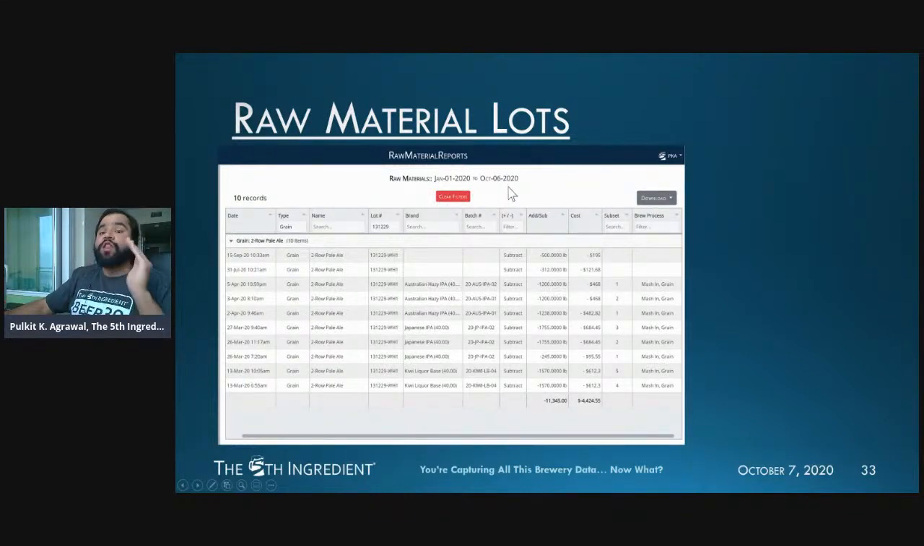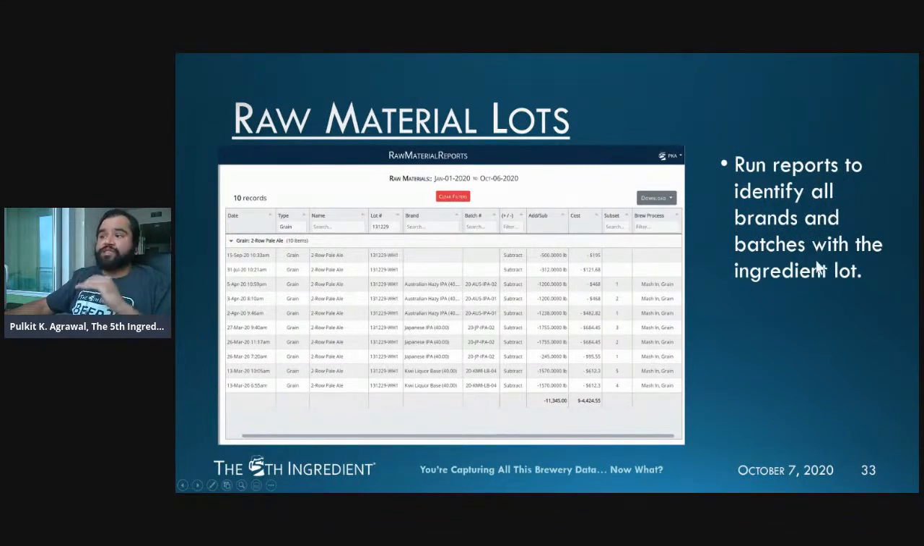I can then say, hey, let me run a report to identify all brands and batches with this lot number 131229, right? So think of this as an example. Some particular grain vendor said, hey, we over roasted our malts, over roasted our churro. There may be some issues with it. And now at a push of a button, when I type in a lot number, I can see these are all the batches that were impacted, right? One's on April 5th, April 3rd, different numbers of Australian hazy IPAs, Japanese IPAs, Kiwi liquor bases, and now you start diving into understanding just what lot numbers are impacted by this.